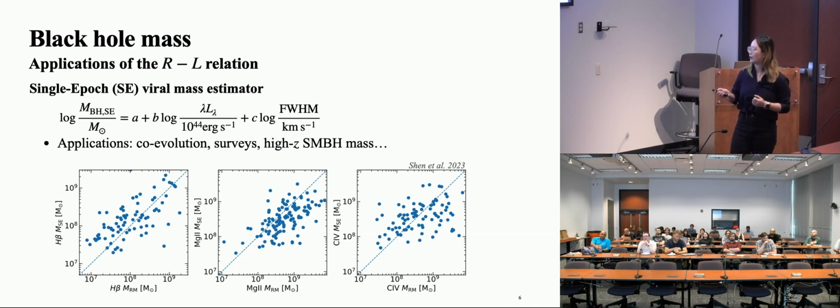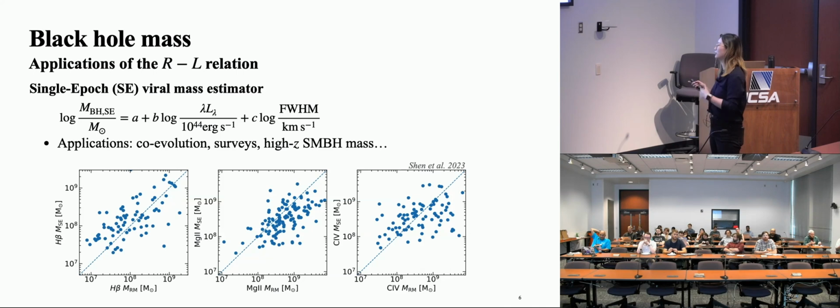The y-axis is the single epoch method, and the x-axis is from the RM method. You can see there's a very large scatter around it, sometimes up to 1. So there's still a large scatter in this method, and there's a lot of assumptions we made along the way.